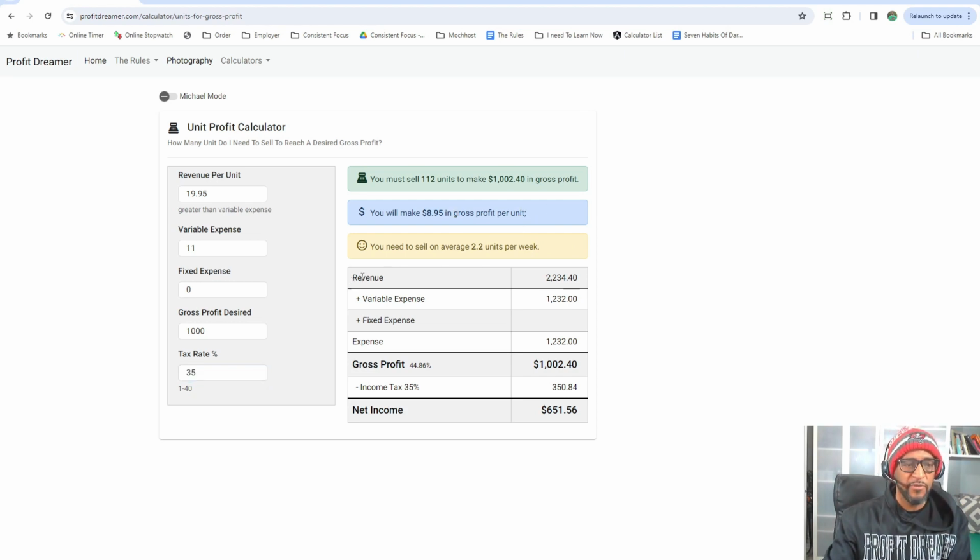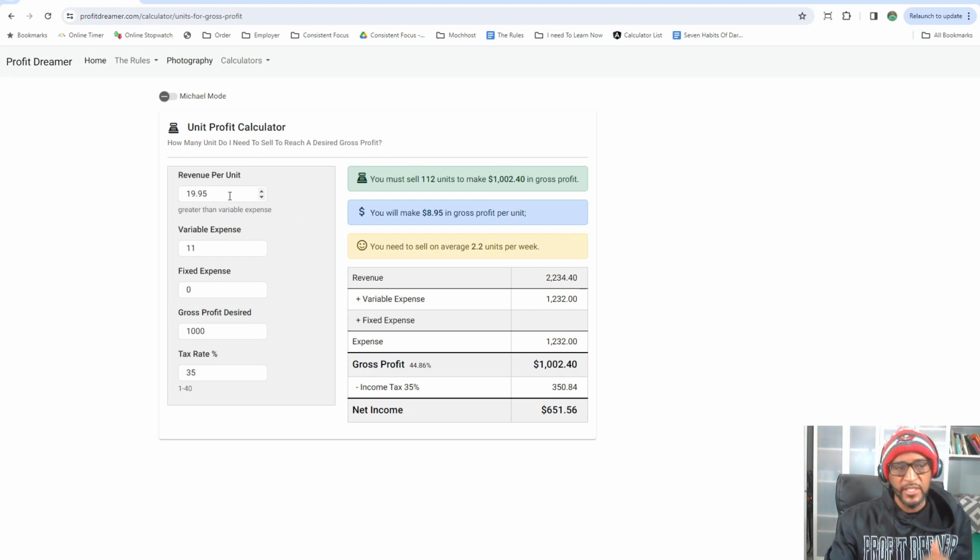And so what we have here is an income statement. I put this down at the bottom because you don't really need to know this. This is more for me. What you really need to focus on is that you need to sell 112 t-shirts to make $1,000 in gross profit. And you'll make $8.95 per gross profit.